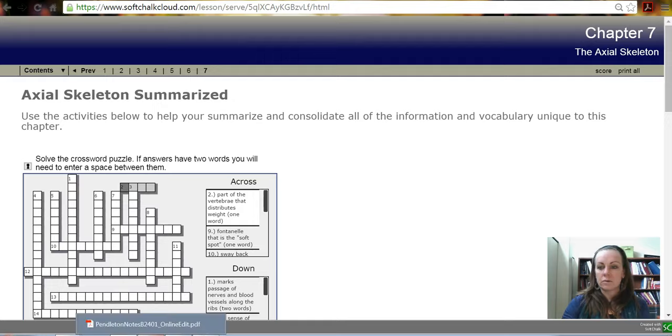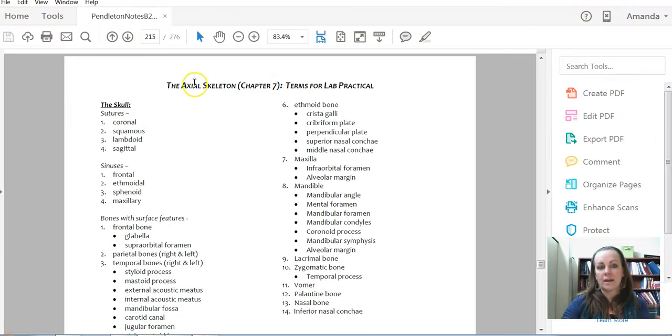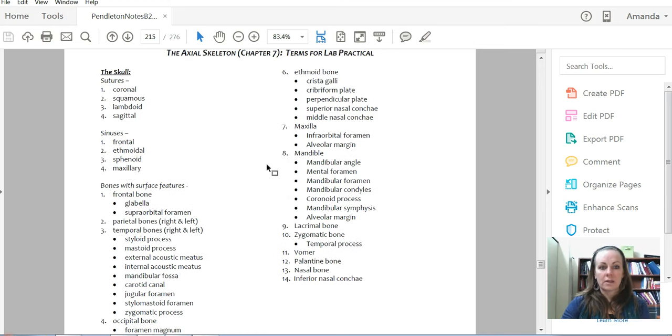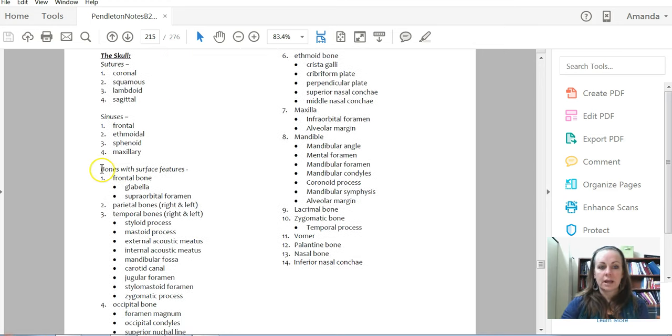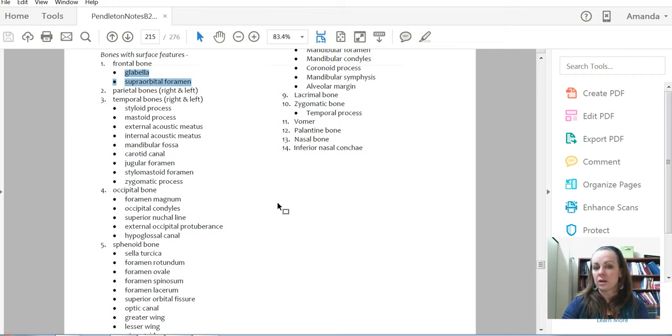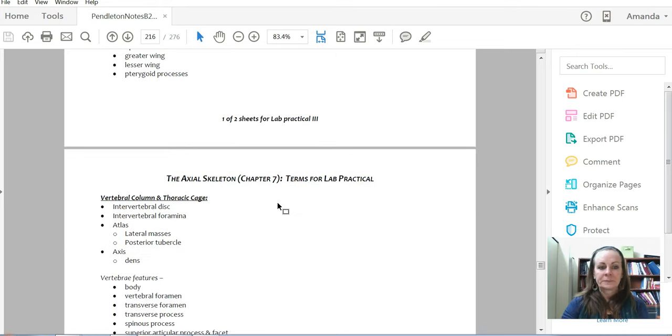I would remind you in your notes section you do have this part here that really lists out the terms that are most important for the lab practical. What's going on here is that it lists the skull, okay, here are the bones with the surface features, so each number is going to be the bone, and then here are the surface features that you need to know in the bullet points. And so that's the pattern that's been followed for all of the skull bones.